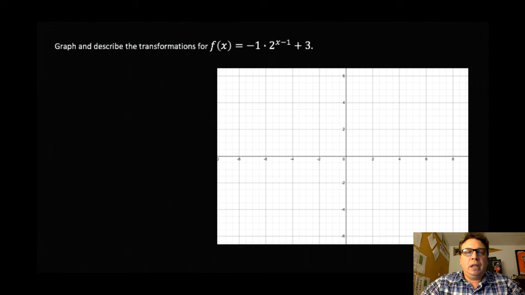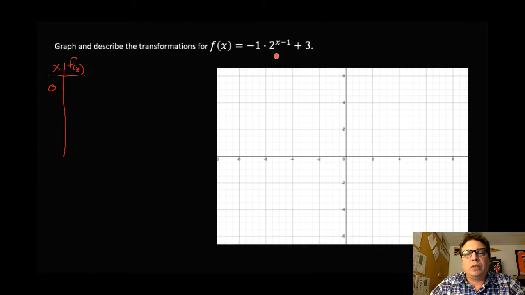So it says to graph and describe the transformations for f of x is equal to -1 times 2 raised to the x minus 1, plus 3. So again, remember that for an exponential function, the exponent is going to be the variable. So for me to go ahead and graph this, what I need to do is just set up my xy table, and actually I'll call it x and f of x, and start picking some values. Let's start with a positive value, let's start with 0 for kicks.